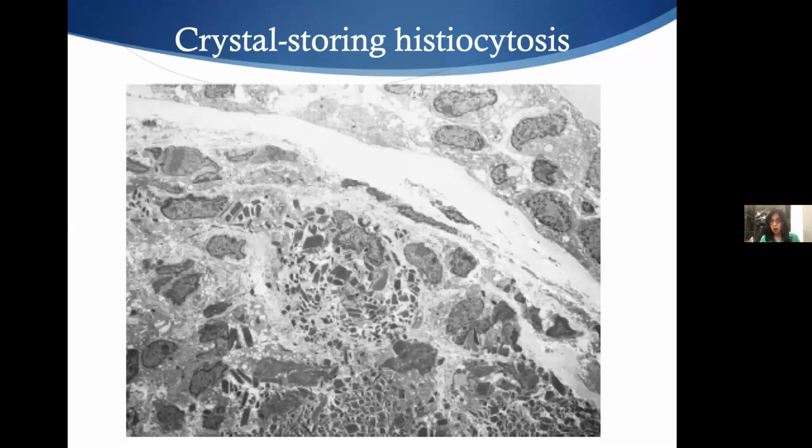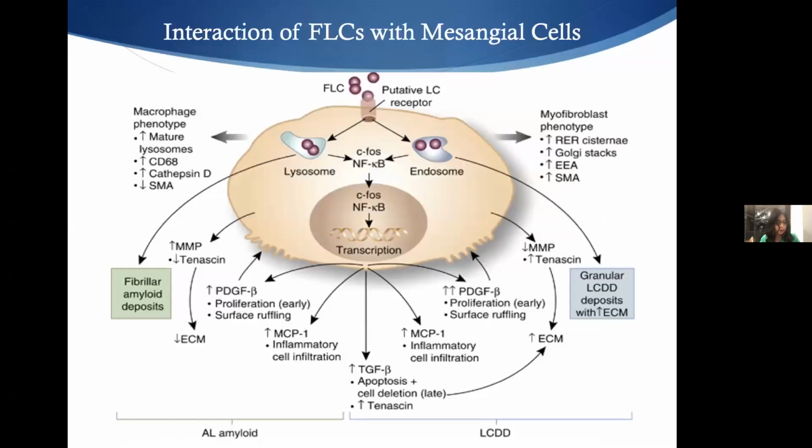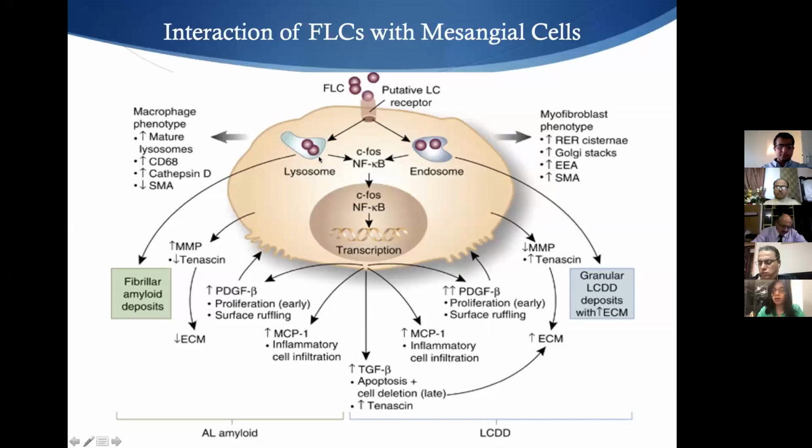So this is to cover all the aspects of light chains with tubular manifestations. Then what about the glomeruli? Free light chains basically interact with mesangial cells. So, back to the characteristics of the free light chains and how we develop different diseases from the same light chains.